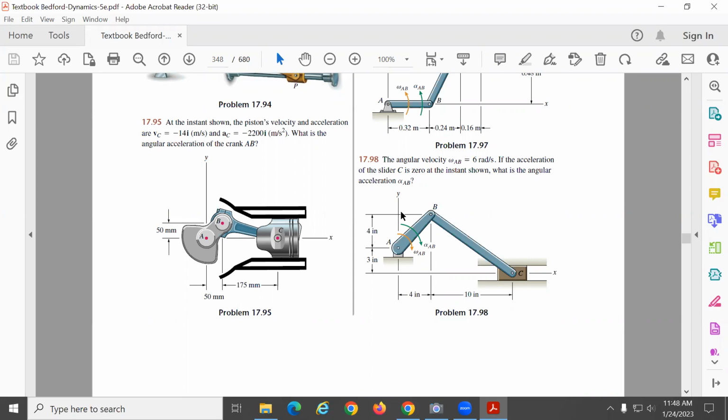All right. Then what do we know? Omega AB is equal to 6 radians per second. If the acceleration of the slider C is 0, so let's say AC equal to 0 at the instant shown, what is the angular acceleration alpha AB?